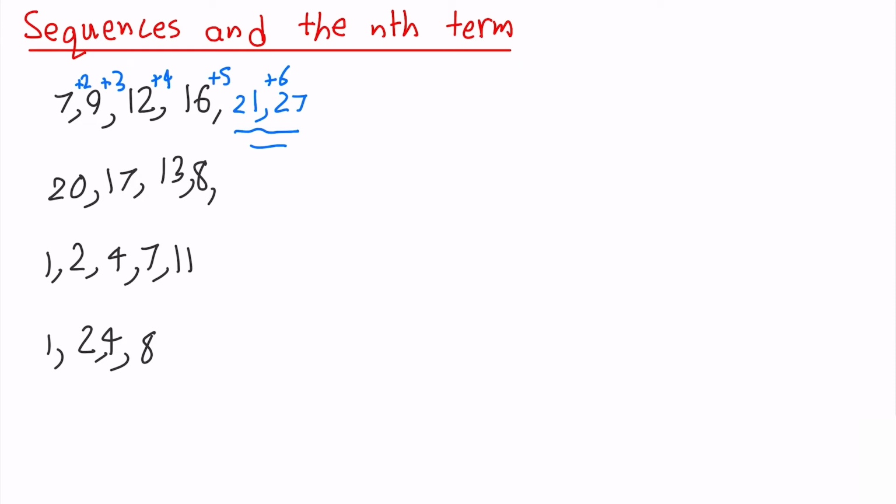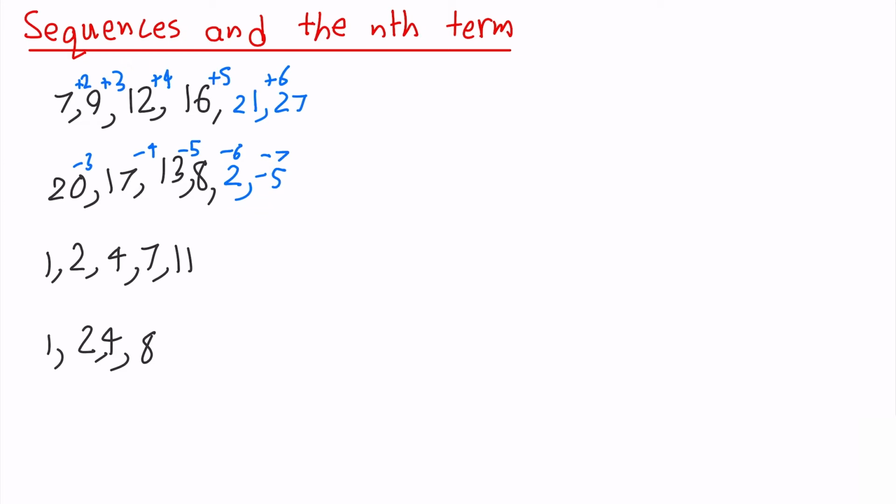Okay, what about this second one? Here you could realize that we need to minus 3, and here we need to minus 4, and we need to minus 5, and the next one we need to minus 6 and minus 7. So 8 minus 6 equals 2. 2 minus 7 equals negative 5. So the answer is 2 and negative 5.